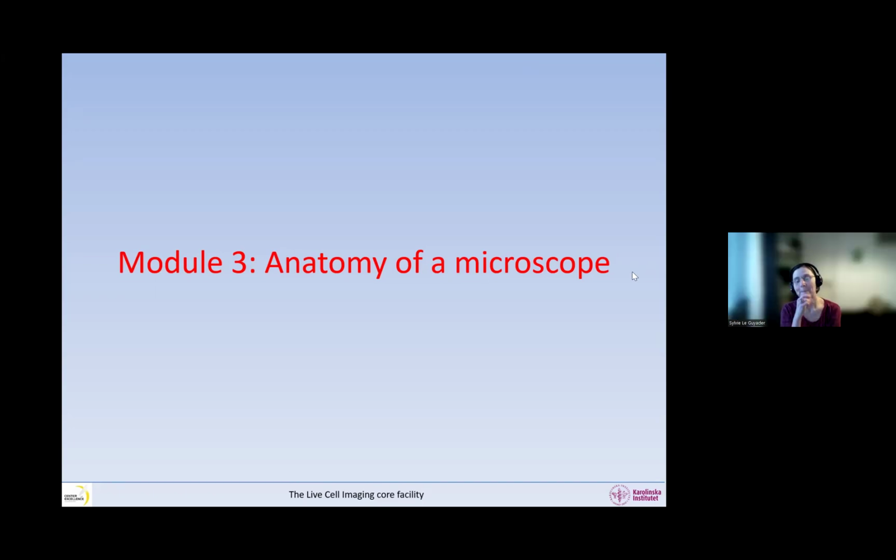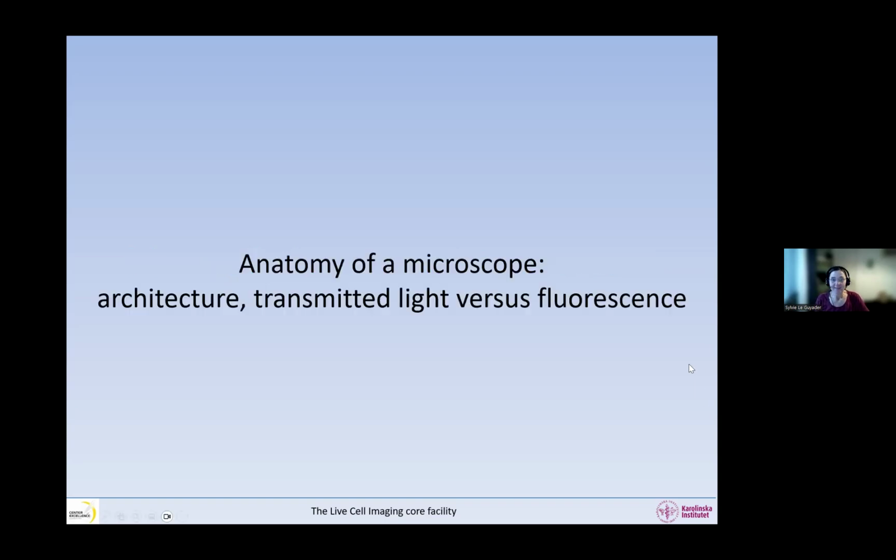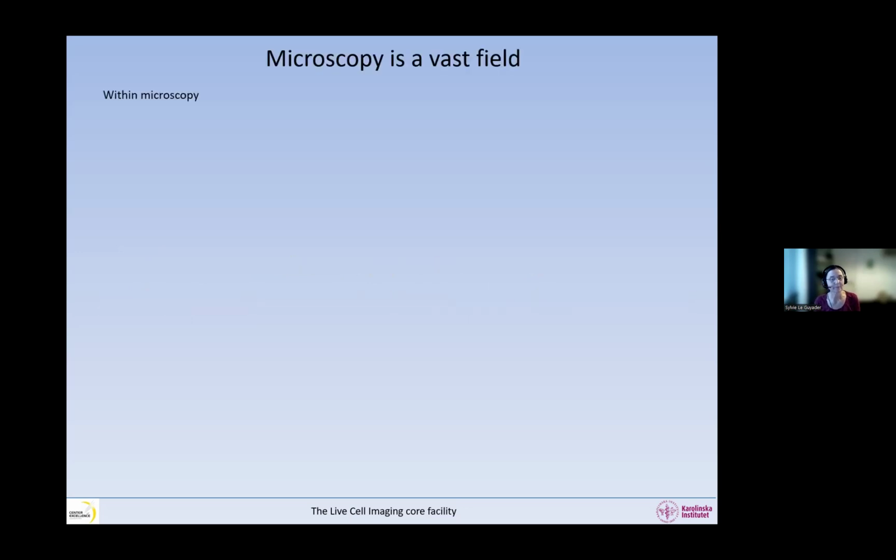Okay, so I'm going to talk about the anatomy of microscopes. We're going to dissect our microscopes a little bit today. This lecture is a little bit big, so I broke it into 3 parts. In between, we're going to do some quizzes so that we can relax our brains. The first part of the lecture is called architecture, transmitted light versus fluorescence.